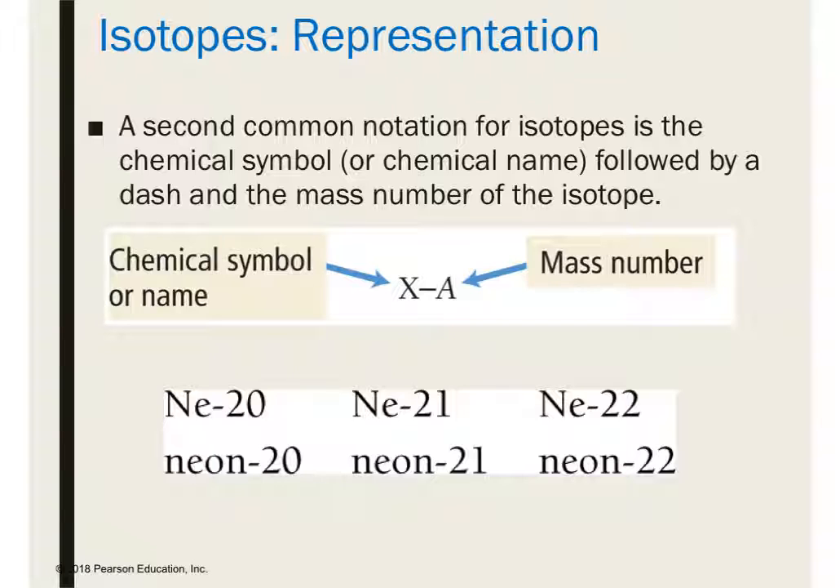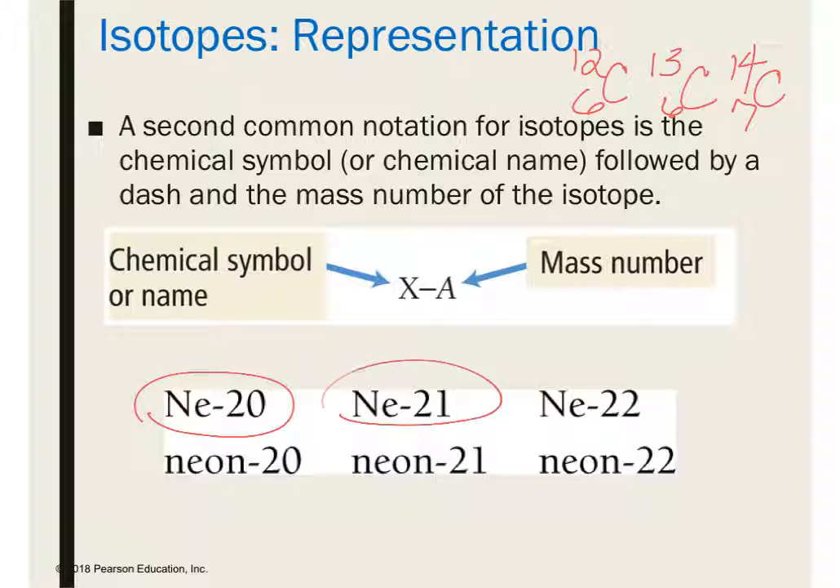Alrighty, still talking about isotopes, and remember again, isotopes are the same element, in other words, same number of protons, but different number of neutrons. And one way to show it would be like I showed you with carbon, where you showed this type of symbolism for the isotopes. Okay. And another way is like this, where you have the element symbol followed by a dash and then a number. That number is the mass number.